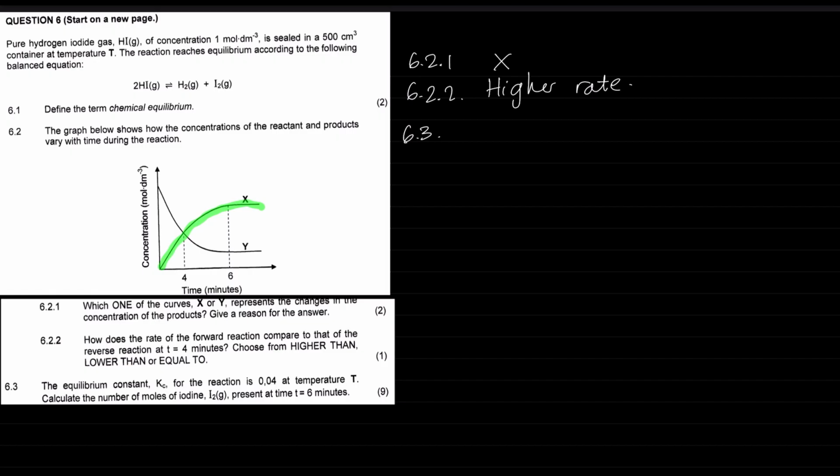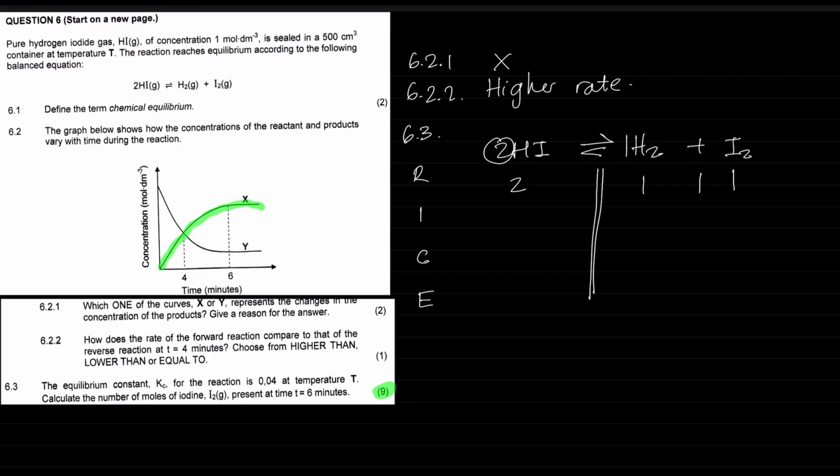We see the mark scheme, 9 marks, usually means we need to do our RICE table. So let's go to the RICE table. So we write out our reaction, 2HI goes to H2 plus I2. Now let's construct it. So RICE, put a line like this. Now R stands for ratio. What is the ratio of these compounds? The ratio is 2 to 1 to 1.